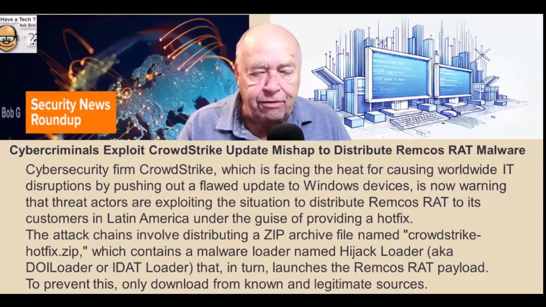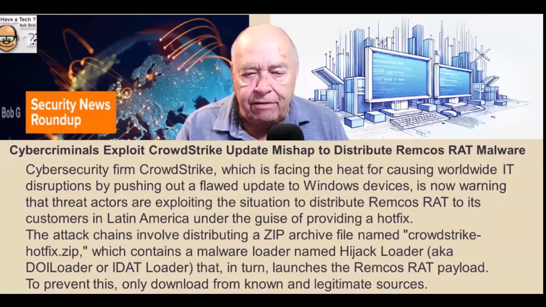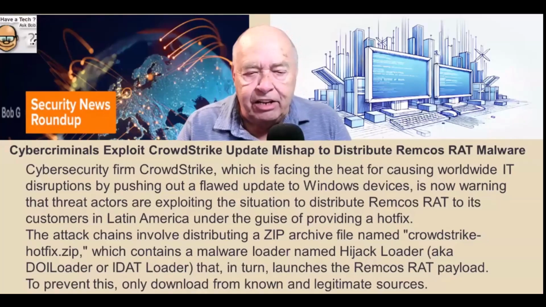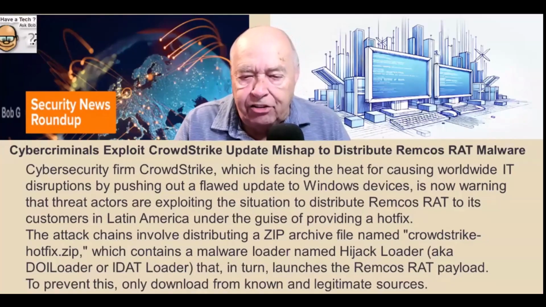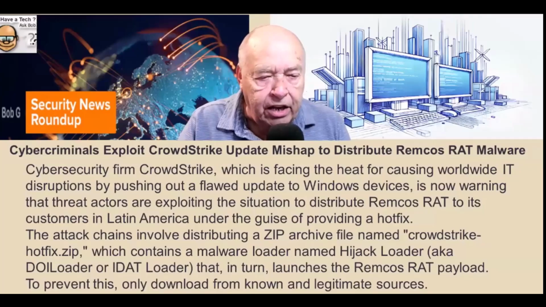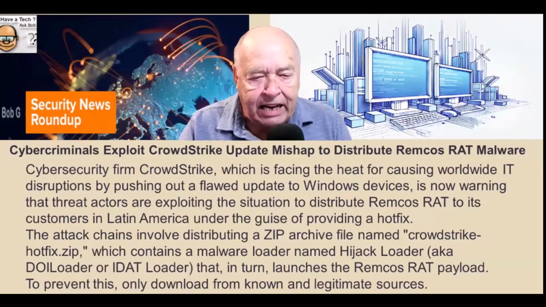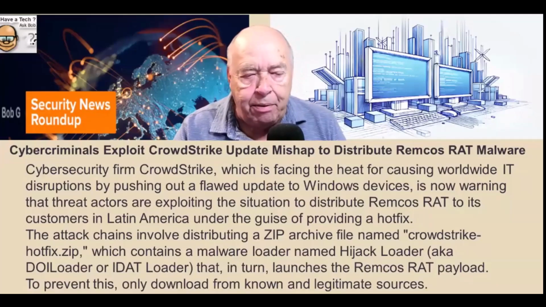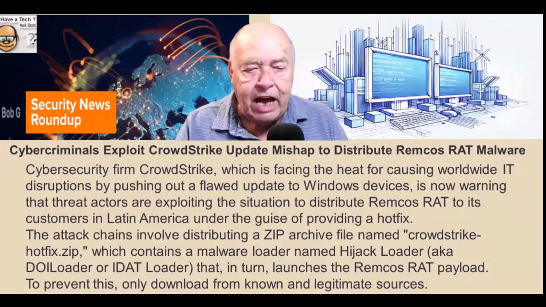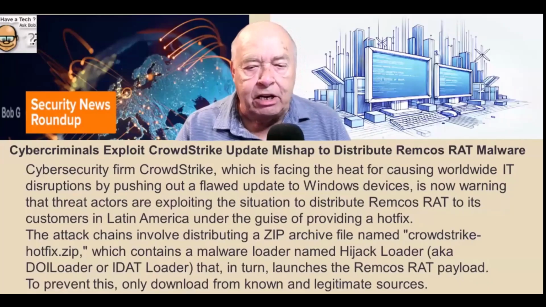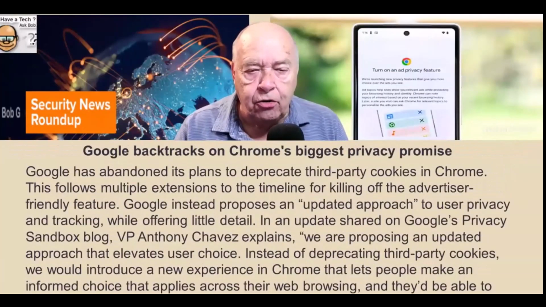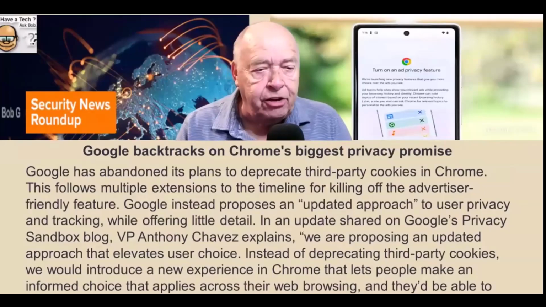The attack chains involve distributing a zip archive named CrowdStrike-Hotfix.zip, which contains a malware loader named Hijack Loader, also known as DOILoader or IDAT Loader, that in turn launches the Remcos RAT payload. To prevent this, only download from known and legitimate sources. Read more at thehackernews.com.